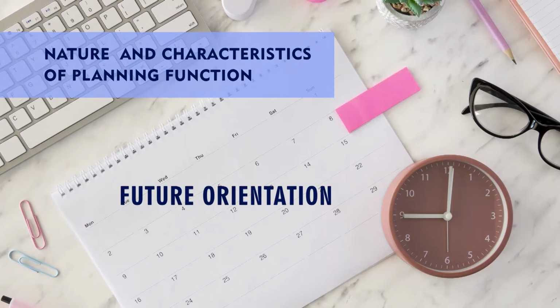Next is future orientation. As the name suggests, planning is future oriented. That means it is a process of looking ahead and making provision to tackle future events and situations. First you look ahead, you look to the future, and then based upon the requirement, based upon the contingency, you make provisions for the inputs and the resources, so that future contingencies could be met successfully.